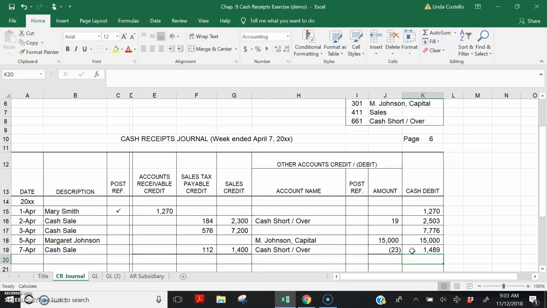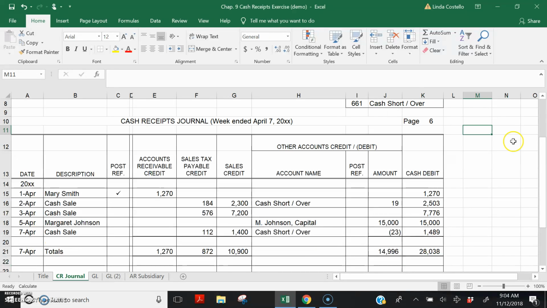Once all the cash receipts are recorded for the week, we then need to total up all of our columns. The date is the last day of the week, April 7th. Put the word totals in the description column, and then total up all 5 columns. The total of credits to accounts receivable for the week is 1,270. The total of credits to sales tax payable for the week is $872. The total of credits to sales for the week is $10,900.